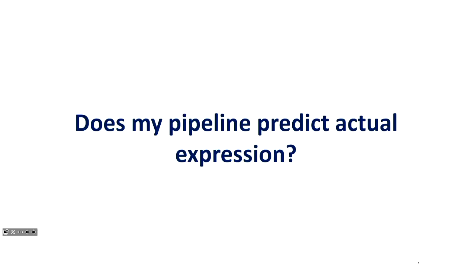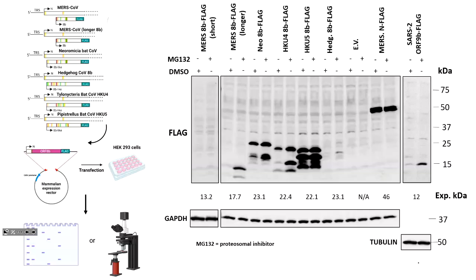But at heart, I am a wet lab scientist. And so then I asked the question, does my pipeline predict actual expression? To answer this, I took the N gene of 6 different merbecoviruses, put it into a mammalian expression vector, but I put at the 5' end, upstream of the start of N, a transcriptional regulatory sequence, and at the end of each ORF8b, I put a FLAG tag for these proteins to be detectable. I transfected human cells, and then looked for these proteins either through Western blots or confocal. And to my delight, most of these proteins are actually detectable, and they're expressed within their context of N.